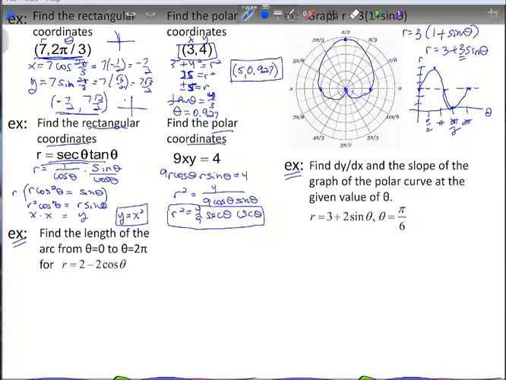Now let's move to the newer stuff. So we'll just start with this example right here. Find dy dx and the slope of the graph of the polar curve at the given value of theta. Alright, well, what do we do? Yes, we get to use our new derivative formula. I know you're so excited.